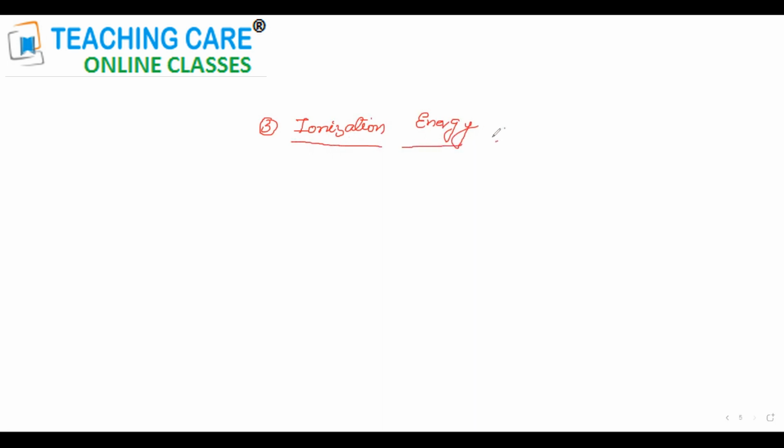The ionization energy. They have low ionization energy. Low ionization energy means the outermost electrons are easily removed, okay? The IE1, that is the ionization energy of the first electron, and the ionization energy of the second electron, that is IE2, values are quite comparable to that of alkali metal.